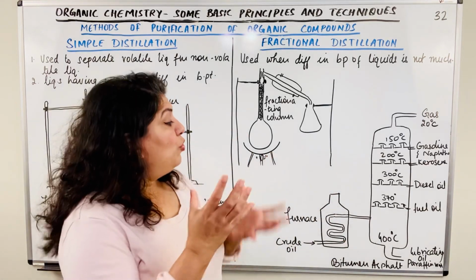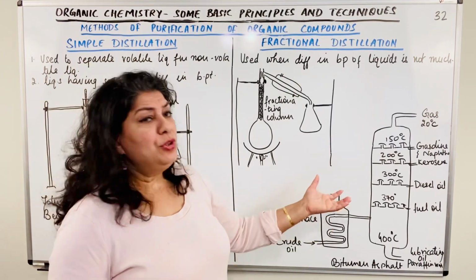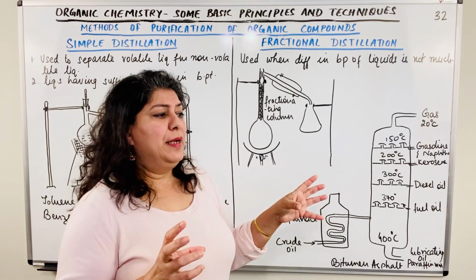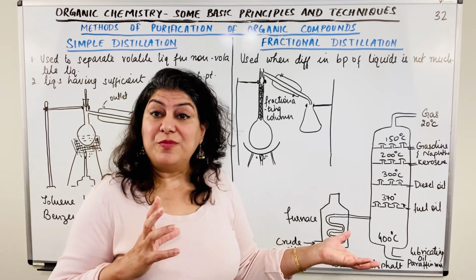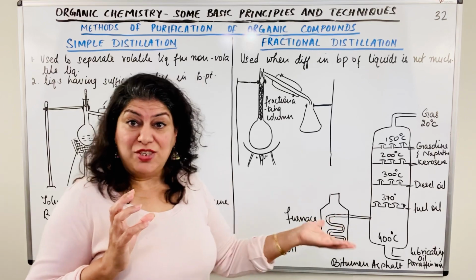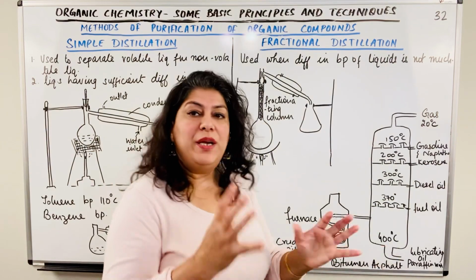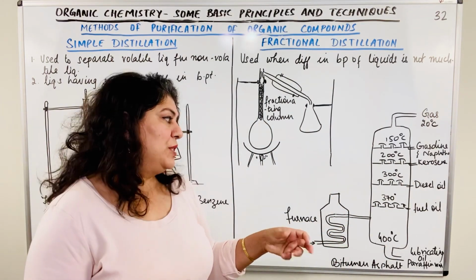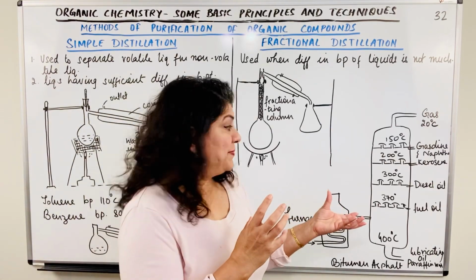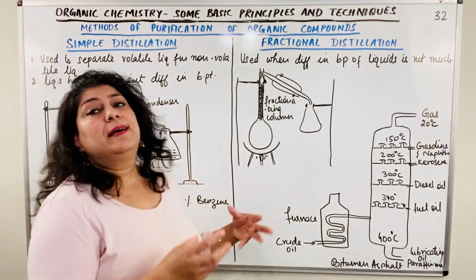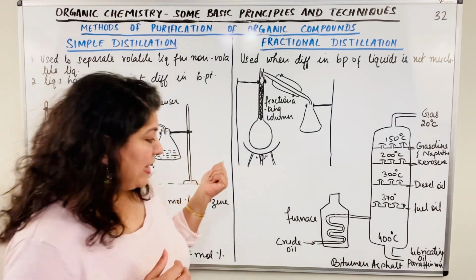Now the vapors are a mixture of compounds. Petroleum is a mixture of hydrocarbons from C1, that is 1 carbon atom, to about 50 carbon atoms: heavy hydrocarbons and light hydrocarbons. Each of these fractions is actually a mixture of hydrocarbons which have somewhat similar boiling points, right? These different fractions are separated by this process of fractional distillation.